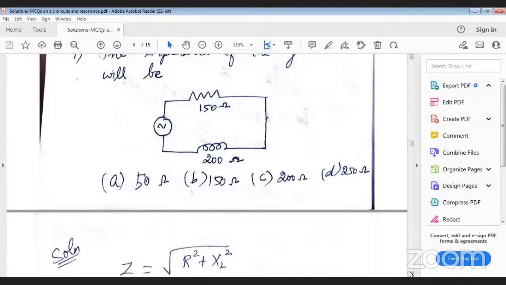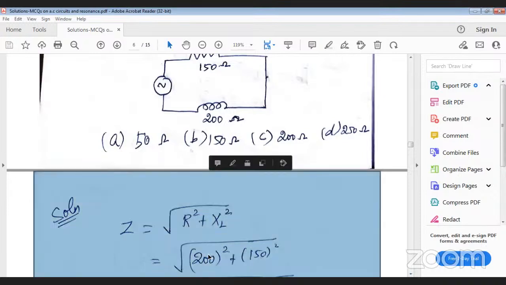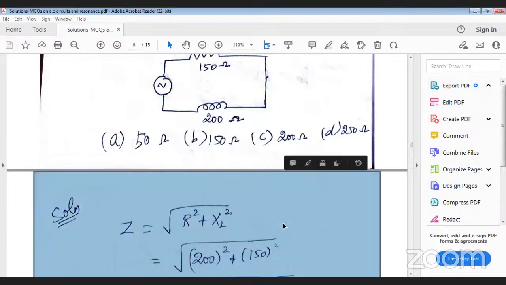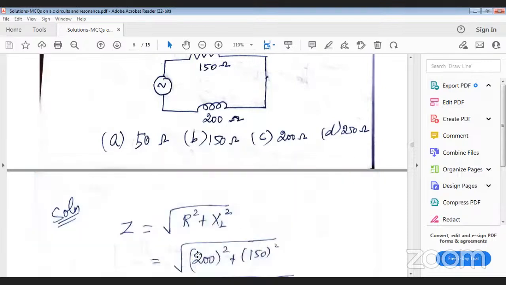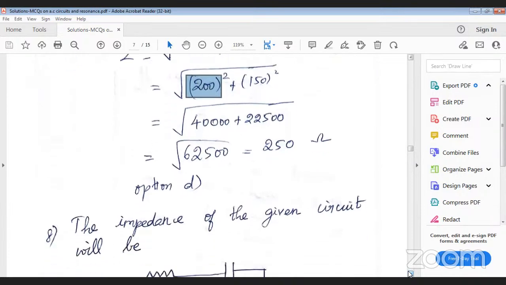XL means inductive reactance. I have reversed the orders here, but you don't bother about that. Here 200 ohm is actually XL. They have given you the XL straight away, so you can substitute it directly. 200 square plus R, which is 150, so the square root of 200 square plus 150 square will give you 250 ohm. That is option D. Option D is the right answer.